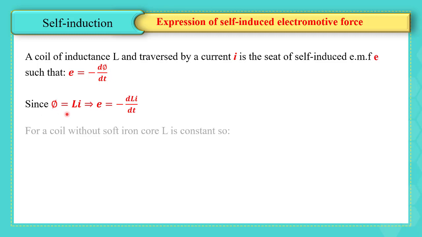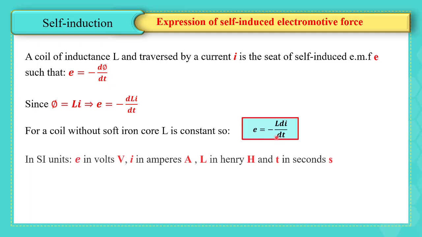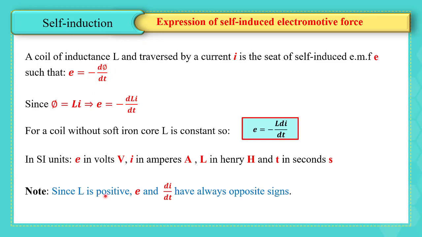Since flux equals Li, e equals minus d(Li) over dt. For a coil without soft iron core, L is constant, so e equals minus L di over dt. In SI units, e in volt, i in ampere, L in henry, and t in seconds. Note, since L is positive, e and di over dt always have opposite signs.